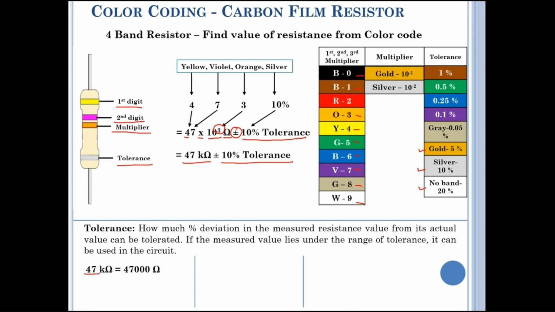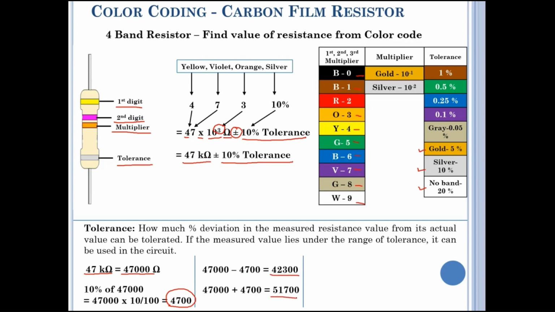So take the 47 kilo ohm resistor and write it like 47000. Now find the 10% of 47,000, which comes as 4700. Then what you need to do? You need to subtract and add from the actual value. So 47,000 minus 4,700 is this much. And add it, you will get another value. And this is the range of value.